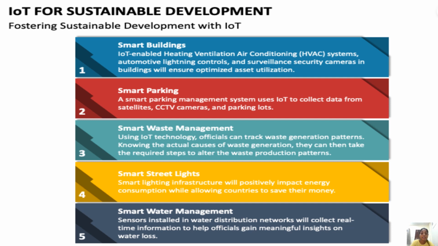Then the very last, smart water management, which is very useful nowadays as there is a scarcity of water. So, leak detection. IoT sensors detect and alert the authorities to water leaks in a distribution network promptly. This minimizes water loss and prevents infrastructure damage. So these are all that come under IoT for sustainable development, and these are the goals and the techniques that can be implemented very efficiently. So this is how the topic covers everything.